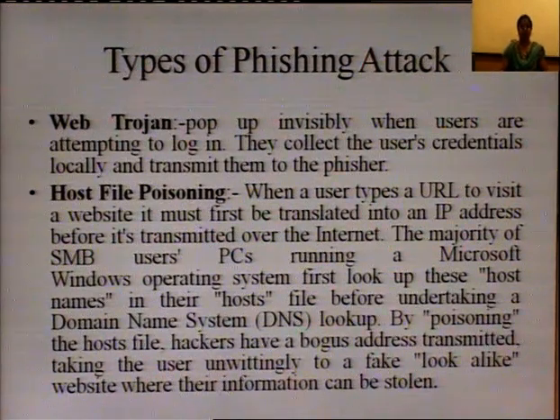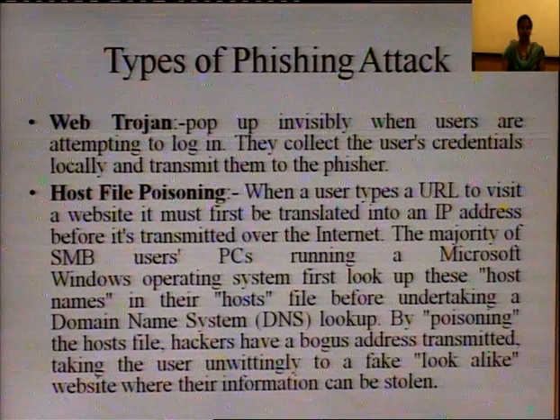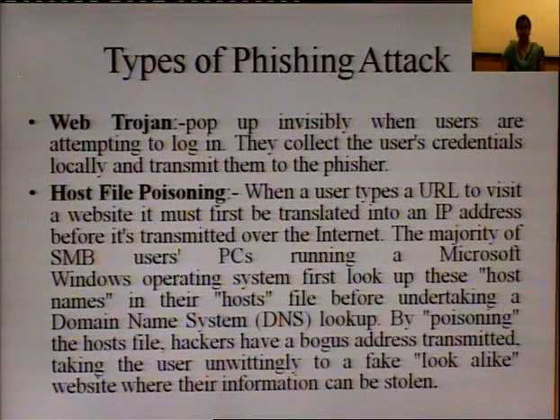The next type of phishing attack is the web Trojan. This web Trojan pops up invisibly when users are attempting to log in. They collect the user's credentials locally and transmit them to the phishers. It means they enter your system, take your data, your speed, your memory, and transmit your data to the hackers immediately, causing harm to your data, your bank details, etc.